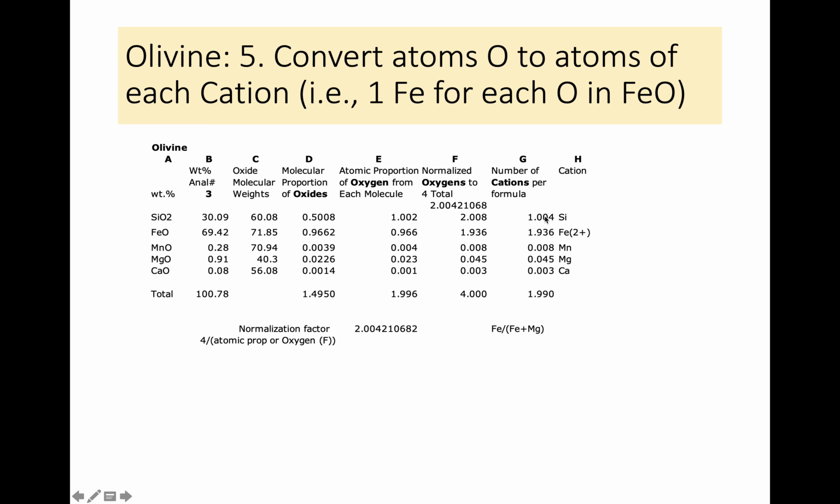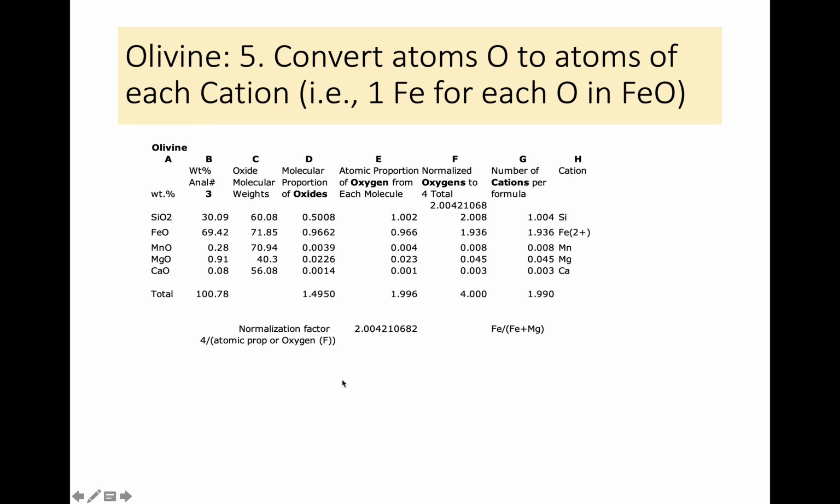And that means we have to do the same thing we did before, and we assign 1 iron for each oxygen, like that, and we assign 1/2 silica per each 2 oxygens. And we get this as the proportions of cations. So 1.004 silicon, 1.936 irons, etc. And the total number of cations is 1.99, which again is within the 2% error.